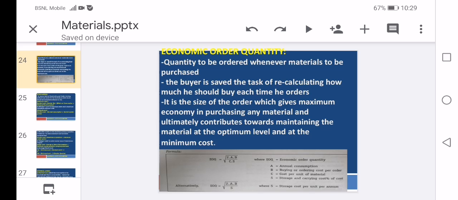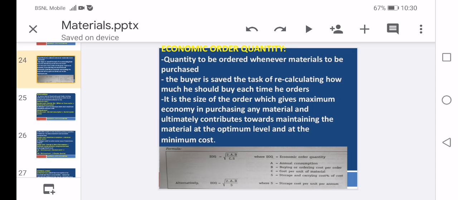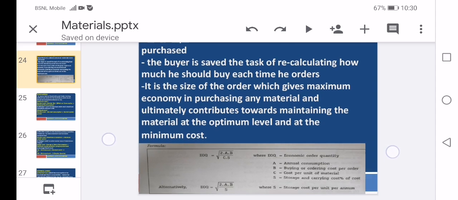The buyer is saved the task of recalculating how much we should buy each time he orders. It is the size of the order which gives maximum economy in purchasing any material and ultimately contributes towards maintaining the material at the optimum level and at the minimum cost. So this is the advantage of material ordering with the help of EOQ.